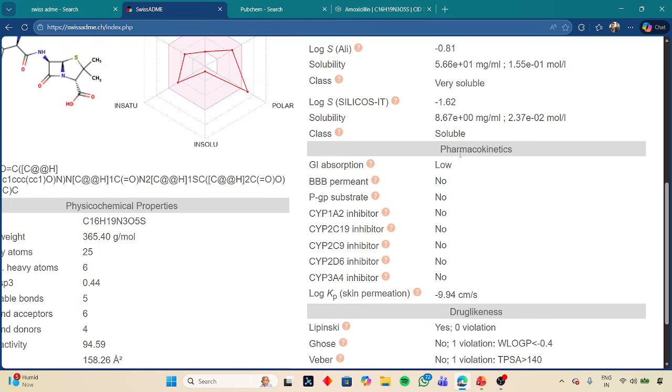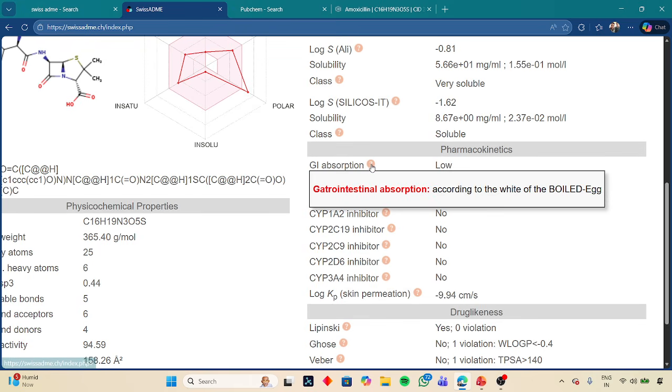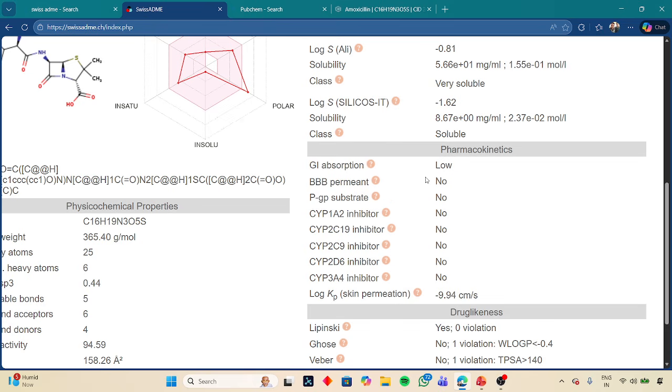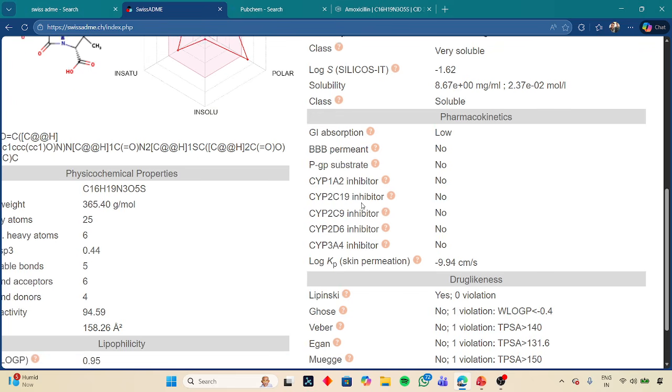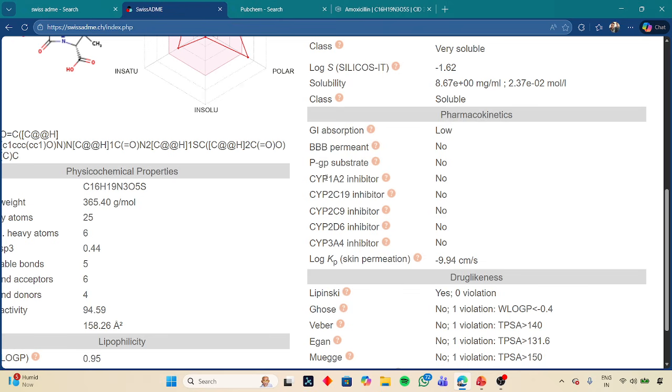Talking about pharmacokinetic parameters, this drug has very poor pharmacokinetic properties. The GI absorption is very low. It is unable to cross the blood-brain barrier, so the blood-brain barrier penetration is very low. Then these are the metabolism enzymes. It is also not a P-glycoprotein substrate. Here the no means it does not inhibit any sort of enzymatic activity. The enzymatic activity has a very big impact in our body.